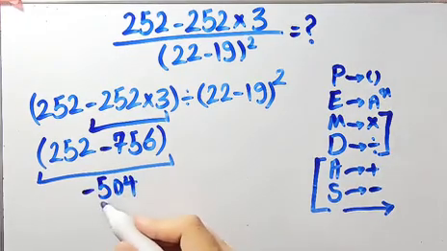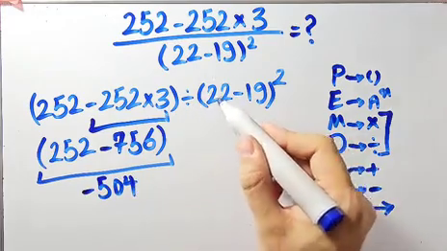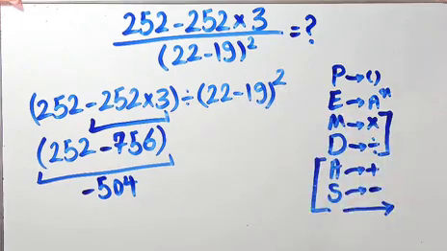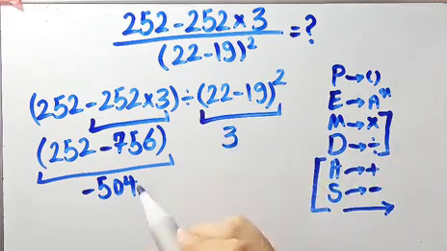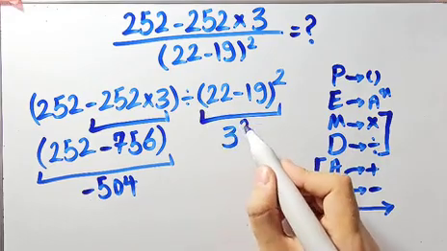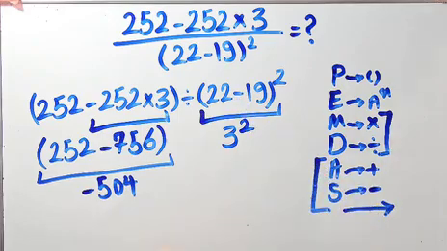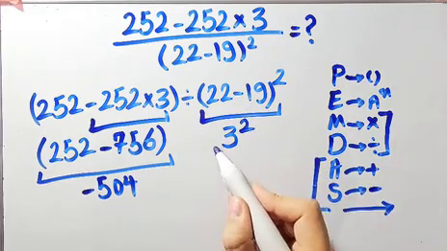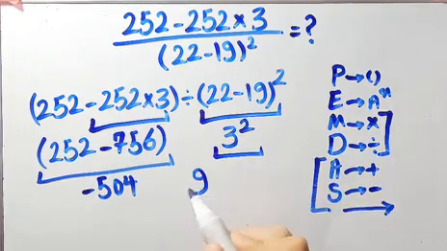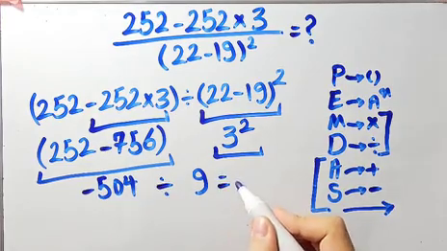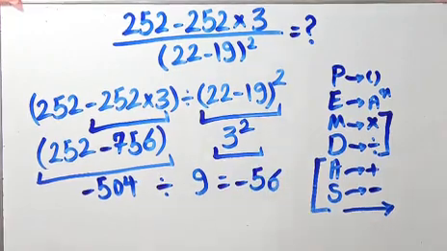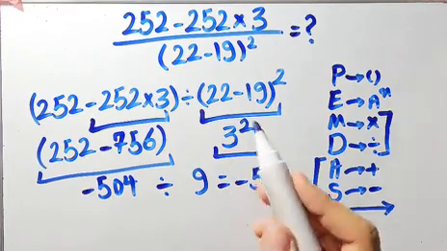Now we have negative 504 divided by open parentheses 22 minus 19 close parentheses, then all of them to the power of 2. Okay guys, in this step we simplify these parentheses. 22 minus 19 equals 3. Now we have negative 504 divided by 3 to the power of 2. We have division and exponent. In this step, we simplify this exponent. 3 to the power of 2 equals 9. Now we have negative 504 divided by 9. Negative 504 divided by 9 equals negative 56. The final answer of this question equals negative 56.